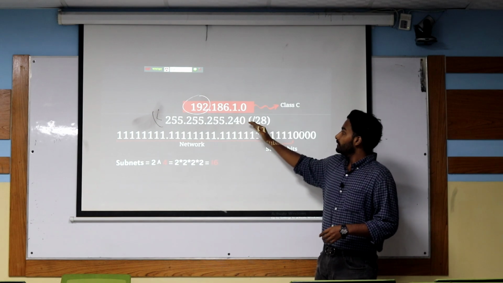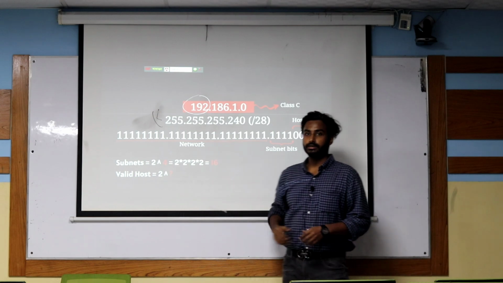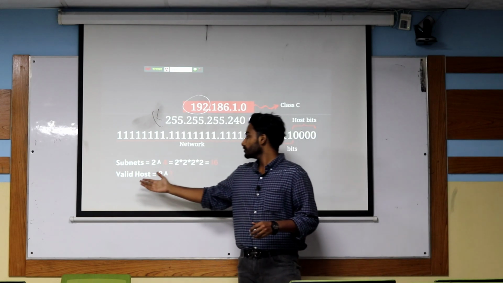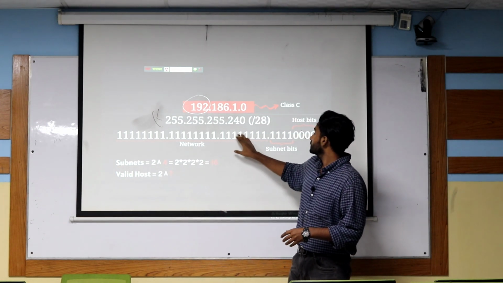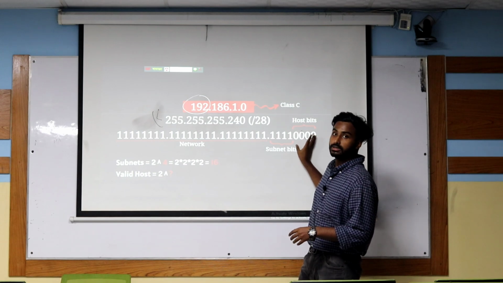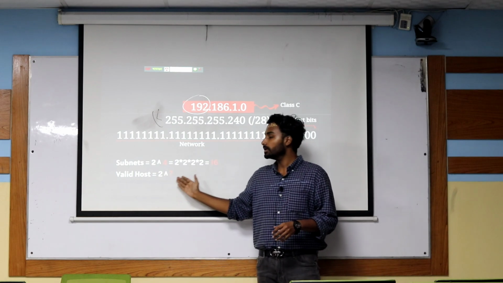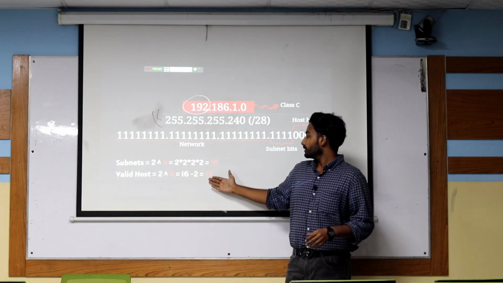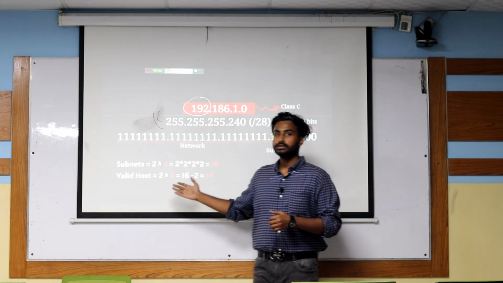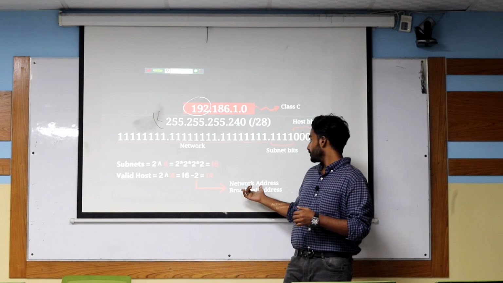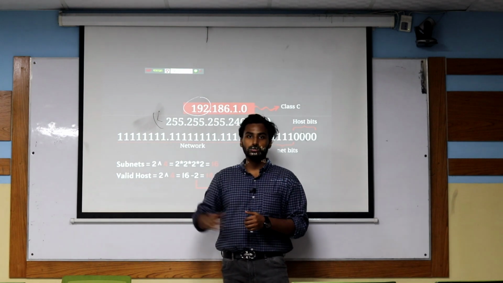So if we apply this subnet mask, the number of subnets will be 16, and next, the number of valid hosts will be 2 to the power of the number of what? 2 to the power of the number of host bits, and the host bits are the number of zeros in the subnet mask. Here the number of zeros is 4, so 2 to the power 4 is 16, minus 2, equals 14. And don't forget to subtract 2, because one is the network address and one is the broadcast address. Those two are not considered valid hosts.